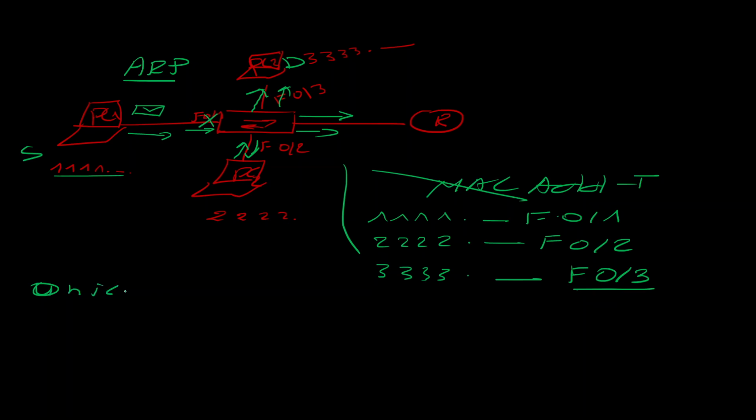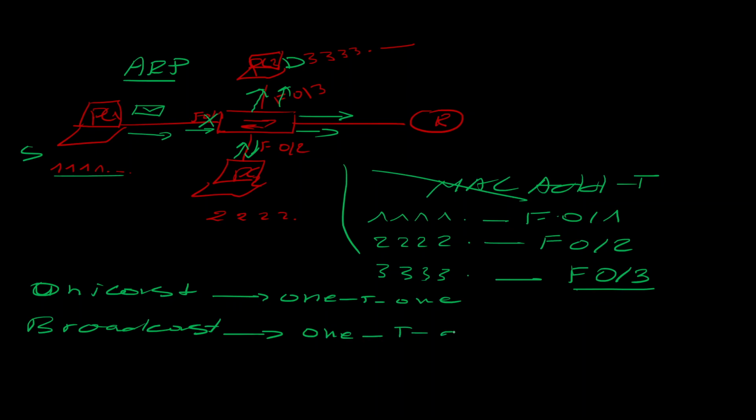So unicast is one-to-one communication. Broadcast is one-to-all, and multicast is one-to-many. The point that I want to make right now is that switches treat the broadcast and the unknown unicast frames the same.